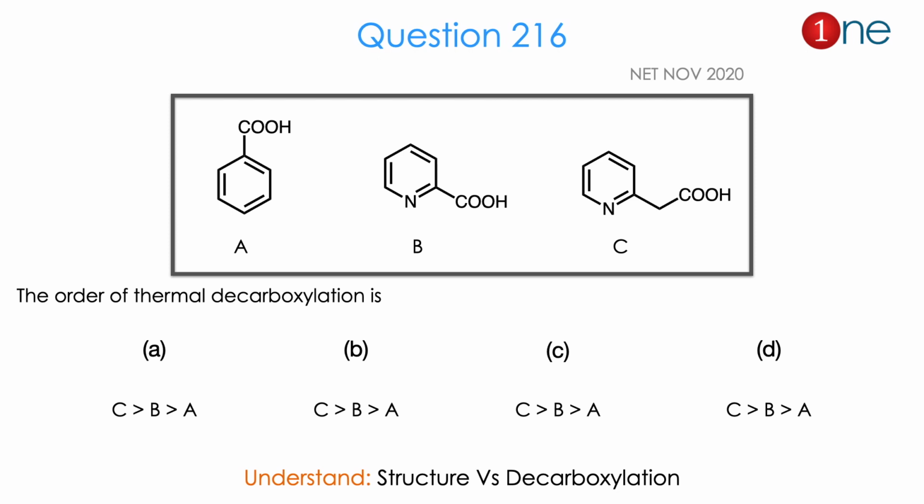Let us see the first question. They gave 3 different acids. First one is benzoic acid, second one is pyridine 2-carboxylic acid, the third one is the side chain with carboxylic acid, same pyridine. Here the question is about the order of thermal decarboxylation. Which one will go faster? First one contains benzene, second one contains pyridine, third one has a pyridine side chain. So you have to find which is higher, which is lower. From the structures and the question of decarboxylation, you might realize the question is really about structure versus decarboxylation. The answer is A. Let us see how.